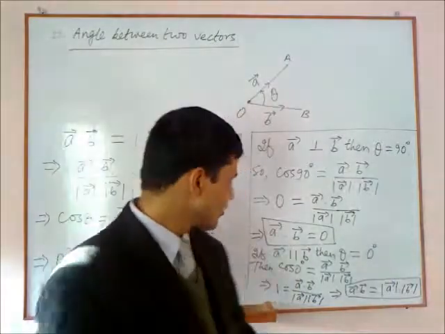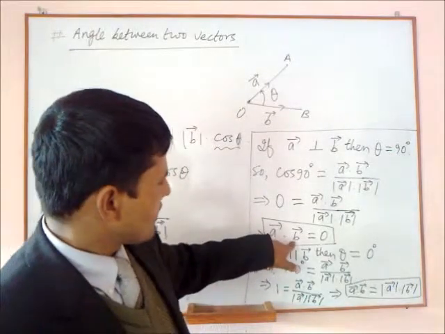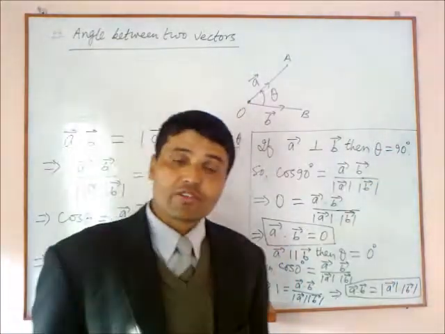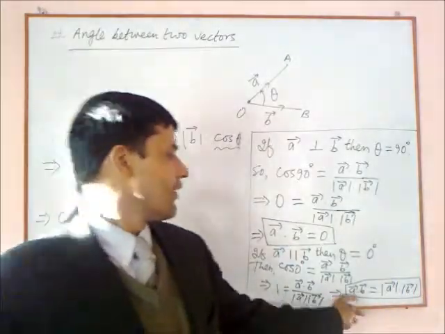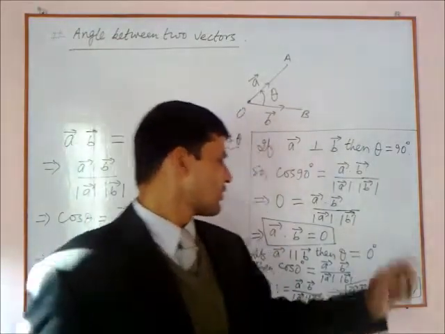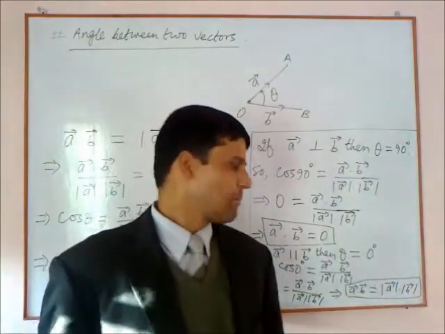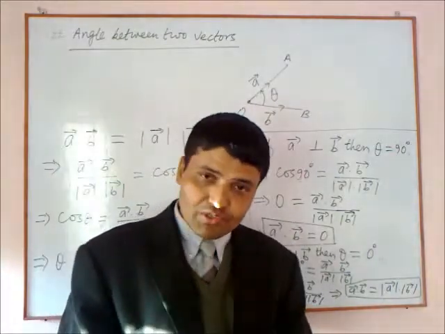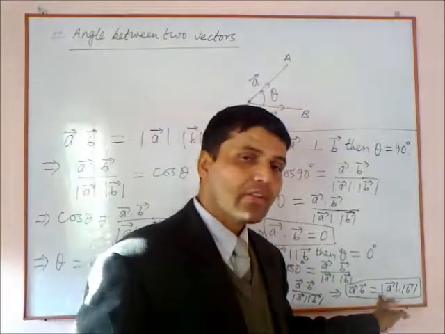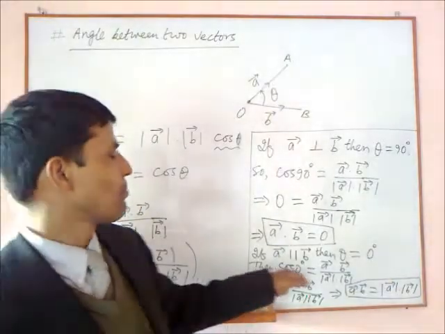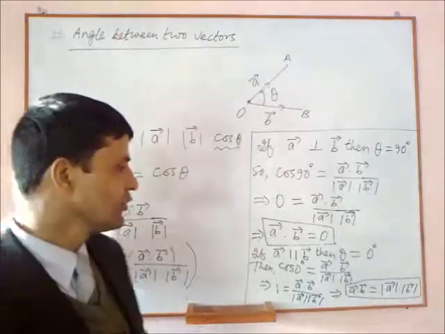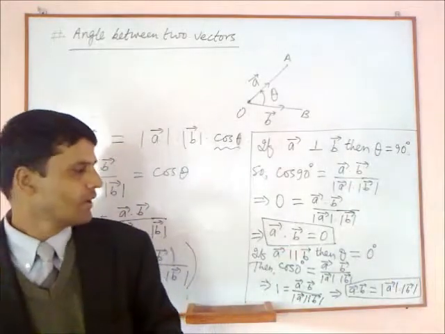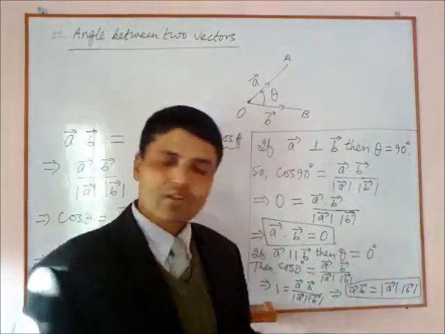So, to conclude, if the scalar product of two vectors is 0, the two vectors are perpendicular to each other. While if the scalar product of two vectors is equal to the product of magnitude of those vectors, then those vectors are parallel to each other. So we need to remember these two conditions. Sometimes question may be related to these conditions as well.